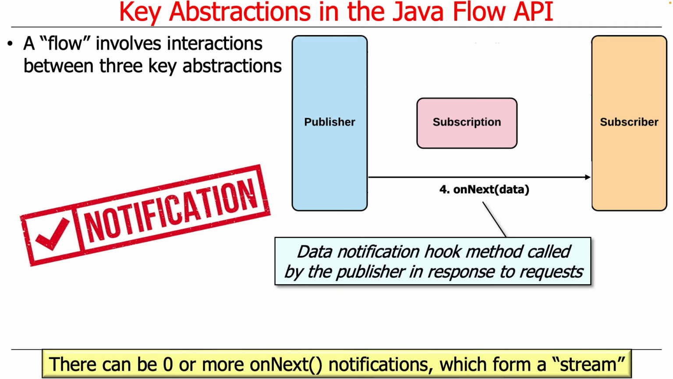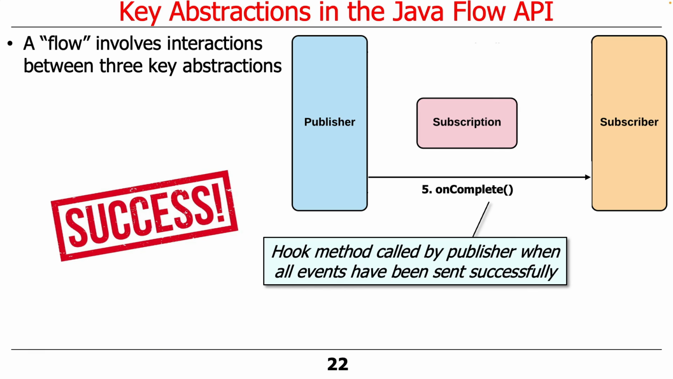Once you're connected, once you've subscribed, once you've given the subscription, and the publisher knows it can start sending stuff, then it can begin the notification process of calling the onNext hook method to indicate to the subscriber there's something for it to do. There could be 0 or more of these, and they form a stream. You could start out with nothing sent, 1 sent, 10 sent. They're sent by calling onNext. Again, you may or may not actually see this depending on the programming abstraction you use, but that's what's taking place under the hood.